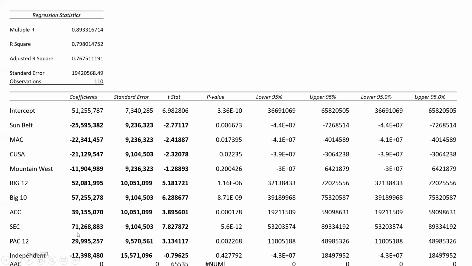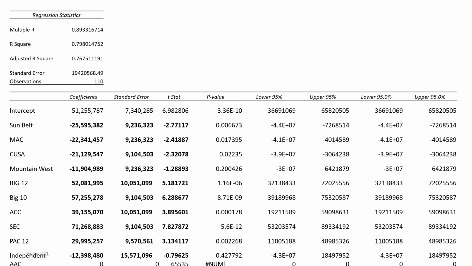But each one of these coefficients can be interpreted as the change in predicted revenue for a school belonging to the Sun Belt Conference relative to this conference that I left out. So relative to the American Athletic Conference, if a school belonged to the Sun Belt Conference, their predicted revenues would be about what? $25 million lower, right? If they belong to the Big 12, relative to the American Athletic Conference, their predicted revenues would be $52 million higher, right?